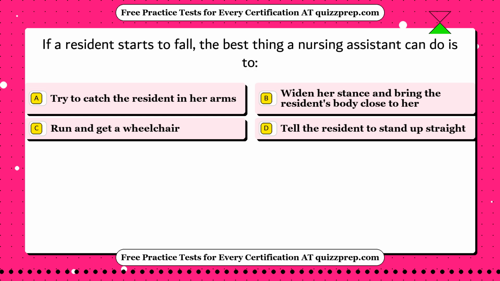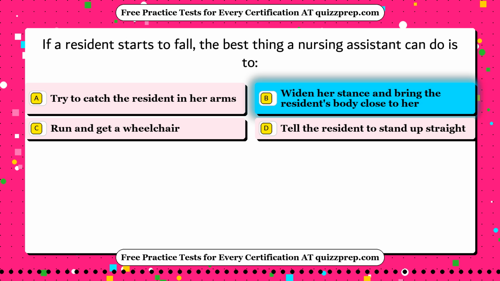Question 8. If a resident starts to fall, the best thing a nursing assistant can do is to Option A. Try to catch the resident in her arms. Option B. Widen her stance and bring the resident's body close to her. Option C. Run and get a wheelchair. Option D. Tell the resident to stand up straight.